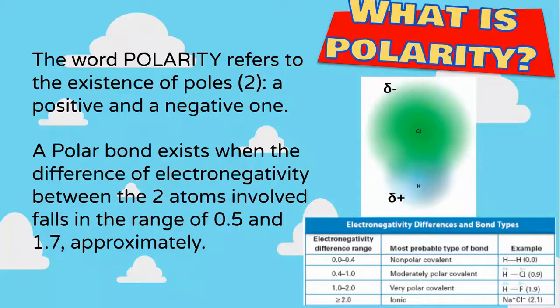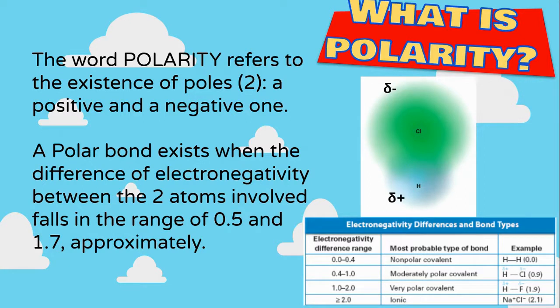Now, regarding polarity, what is polarity? The word polarity refers to the existence of poles, in this case, two, a positive and a negative. Although these poles are not real charges, because they depend on the motion of electrons between the two atoms at a moment of time, we refer to them as relative charges. And we use the Greek letter delta, as you see right there, with the charge or partial charge that they will acquire, positive or negative.